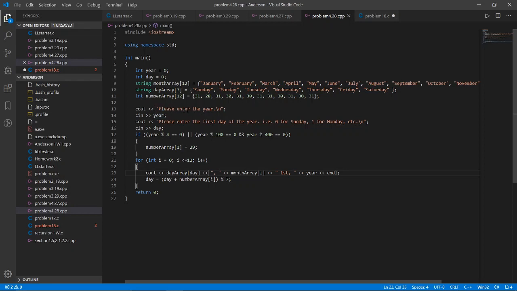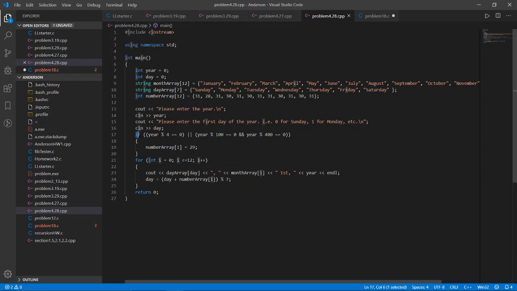So we ask for the user to enter the year. So if it's 2020, they would type that in. Then here is our console cout statement. Then please enter the first day of the year, 0 for Sunday, 1 for Monday. So they're using an integer to cin in the day. And we read that in.